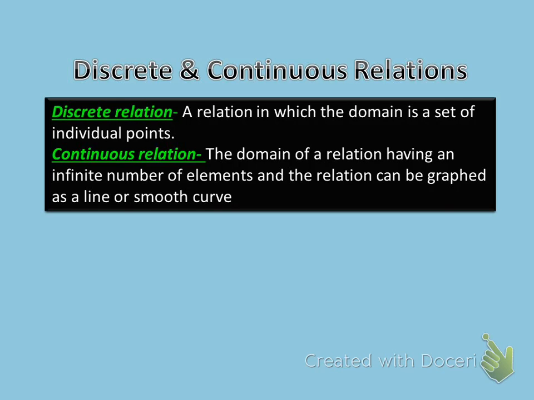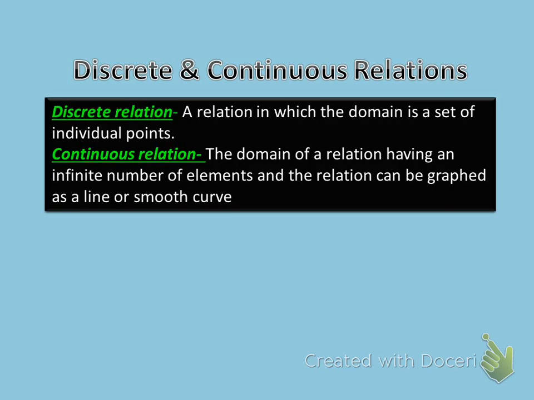Continuous is like you guys would think it is. It's a relationship that's continuous. Okay? So x's, which is the domain, having an infinite number of elements. So the numbers you have in your x values can go on forever and ever and ever. These can be graphed as a line or a smooth curve.